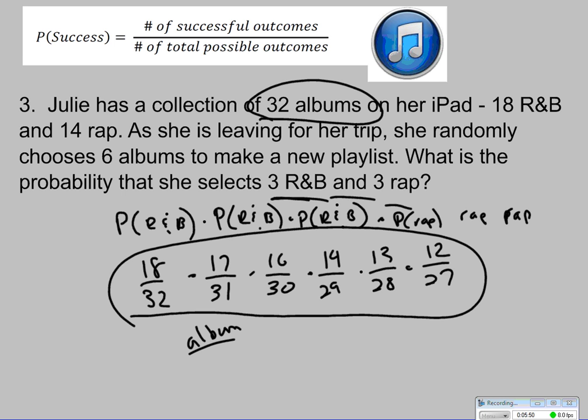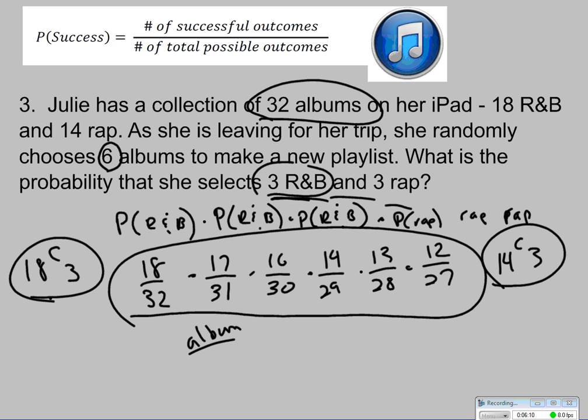When I'm picking the R&B albums, I'm picking 3 R&B out of 18. But order doesn't matter, so it's kind of like I'm saying 18 choose 3. And for the rap albums, I'll come over here on the right. That's going to be 14 choose 3. This is going to be the possible ways I can pick 3 albums from R&B and 3 albums from rap. But that's not going to give me a probability. That's just going to give me a total number of ways I can do it.